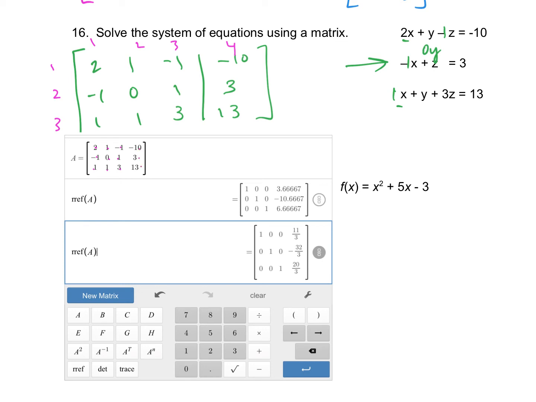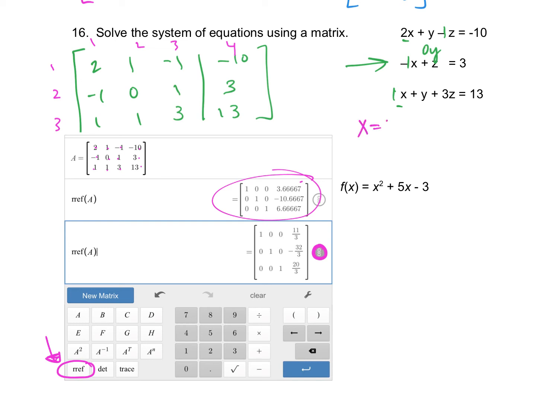When I do my reduced row echelon, that's right here, RREF, and I type in RREF of A, it gave me this answer. Now, if I were in a place where I had to put that in a fraction, there's a little button right here to the right that looks like a fraction. When you click that, it turns all your answers into fractions. So you can write these answers in any way that you'd like.